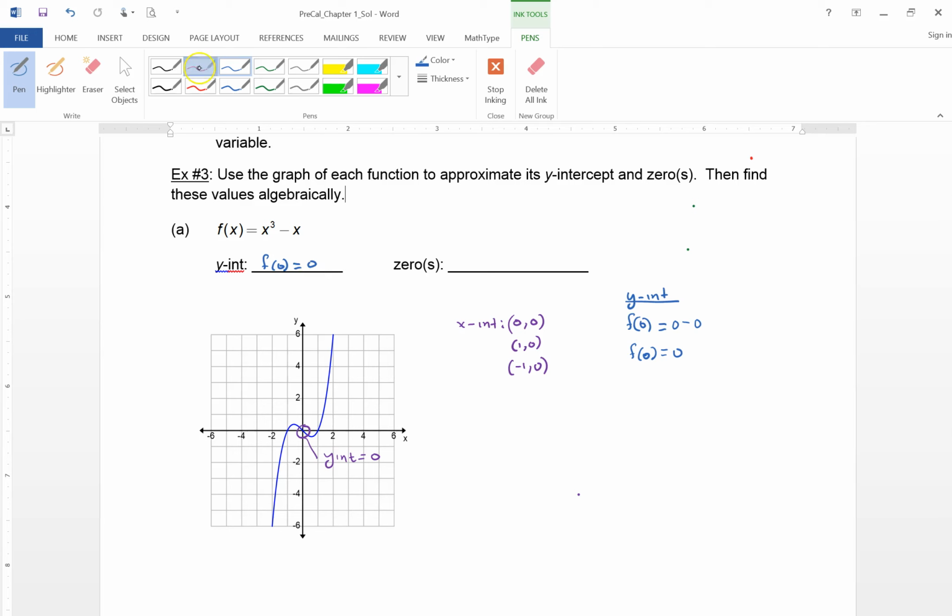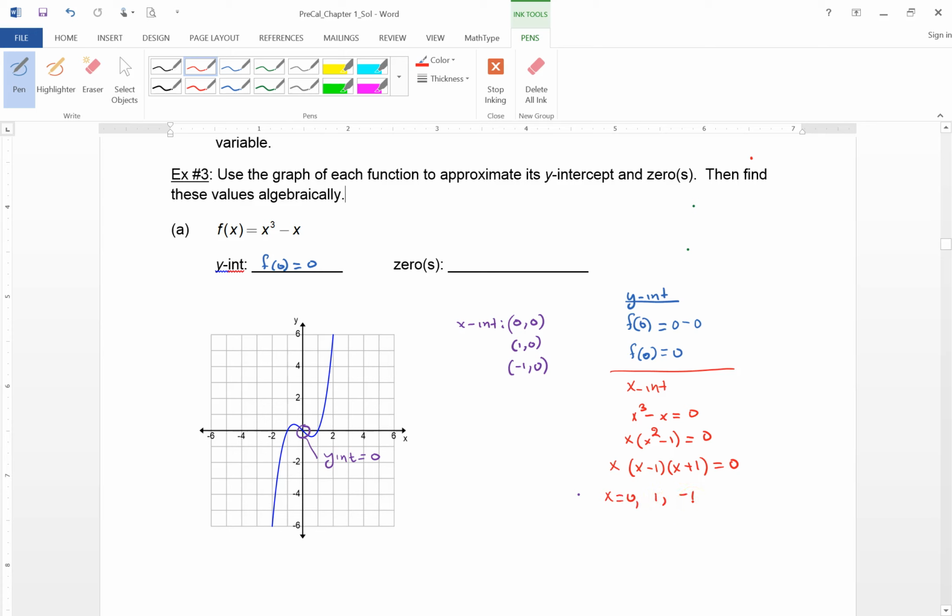For the x-intercept, we want to set the function equal to 0. All right, so we say x cubed minus x is equal to 0. We now factor this. You can factor some more. X minus 1, x plus 1 equals 0. So x is 0, 1, negative 1.